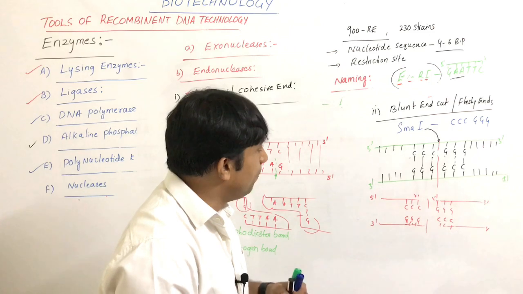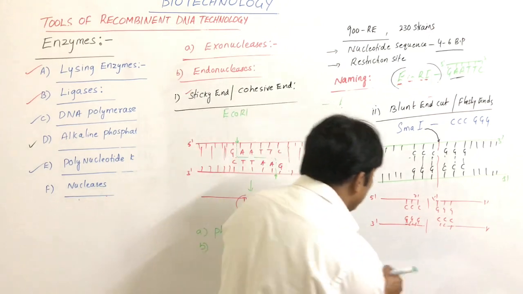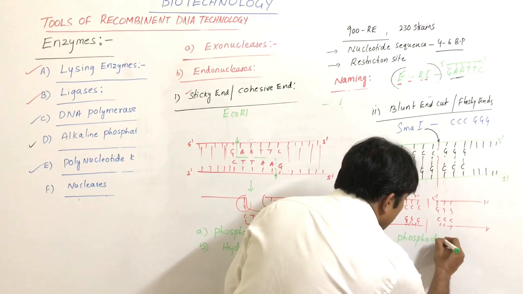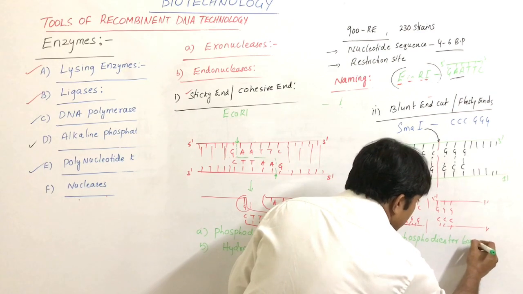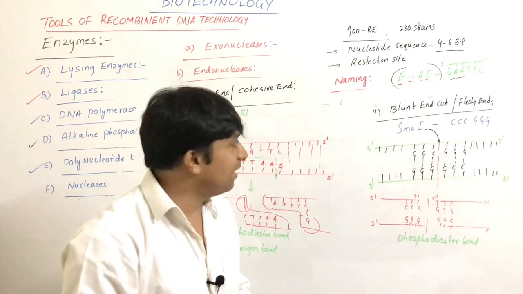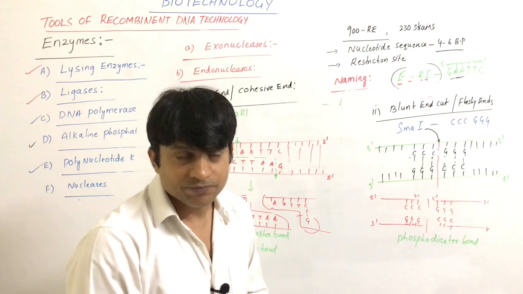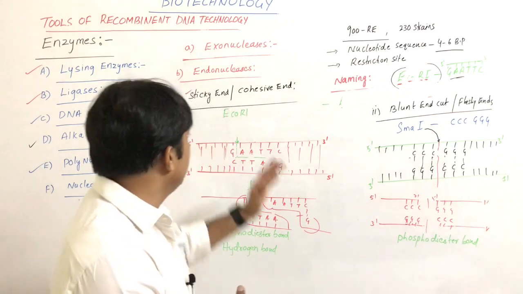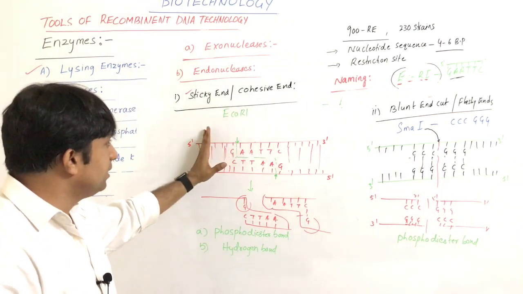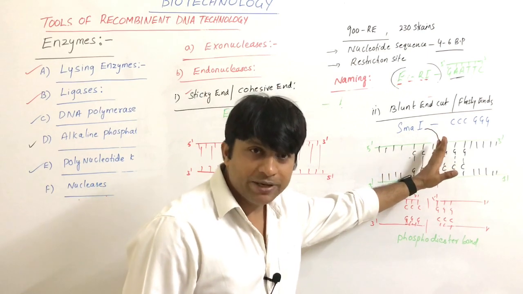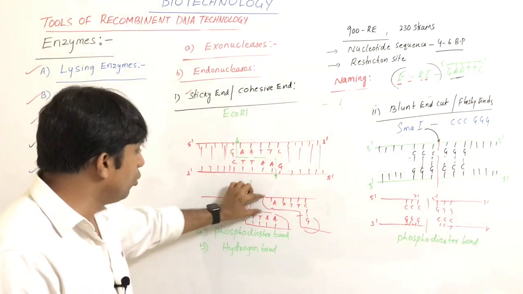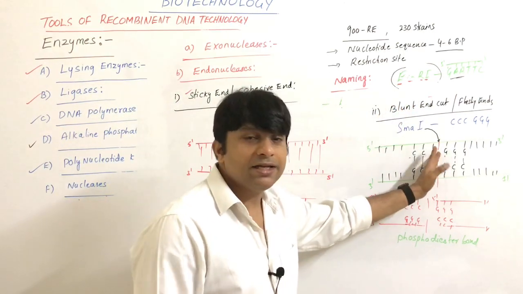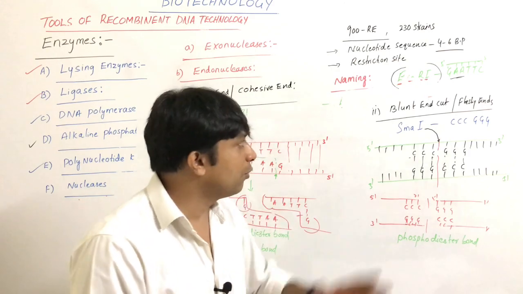Here in blunt end cuts, the phosphodiester bond is broken, which are called flushy ends, right? So this is how endonucleases work by cleaving away from the center or at the center of the palindromic sequence. Away from the center, we get overhangs, which are called sticky or cohesive ends, and at the center we get two blunt end cuts, which are called flushy ends.